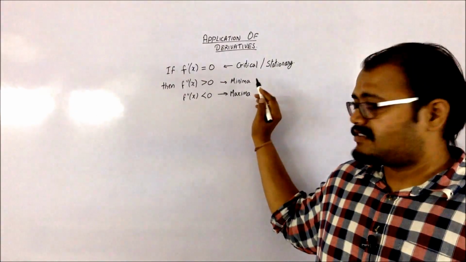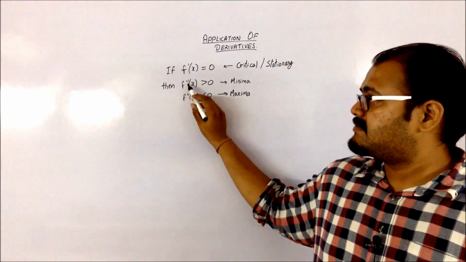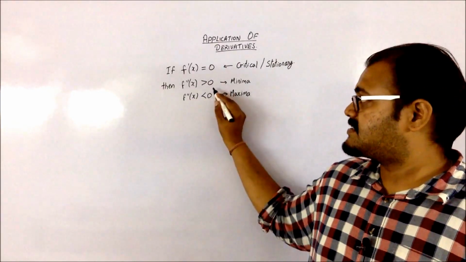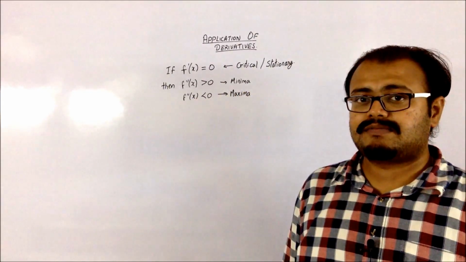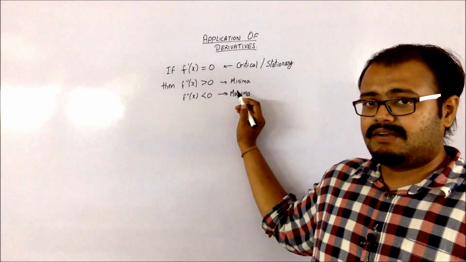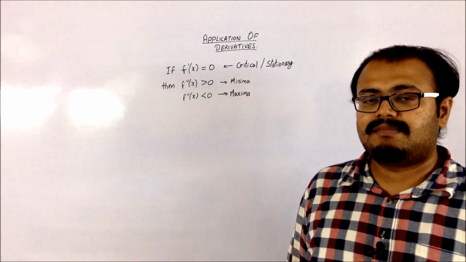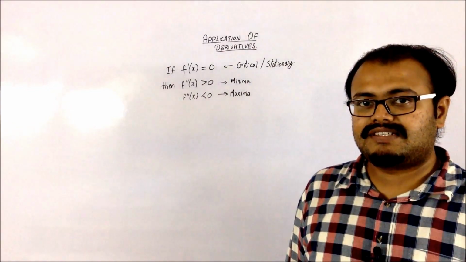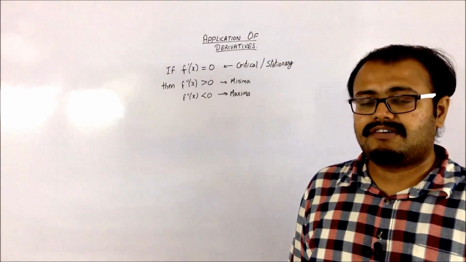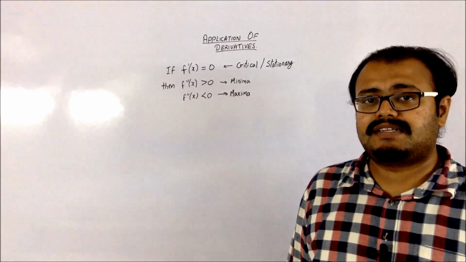Now at those points, if the double derivative of the function is greater than 0, then that point corresponds to a minima, also called a local minima. If the double derivative is less than 0, that is a negative value, then it is a maximum point of the function, also called a local maxima.